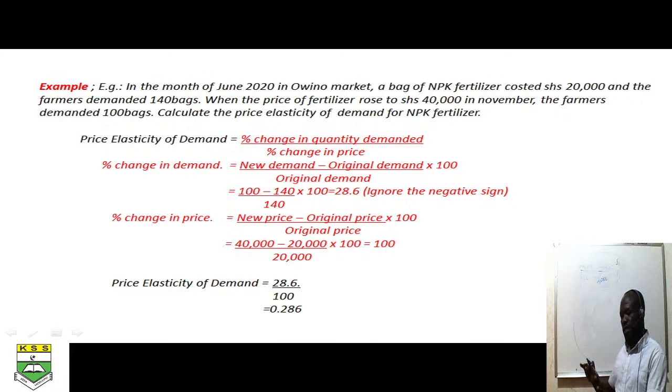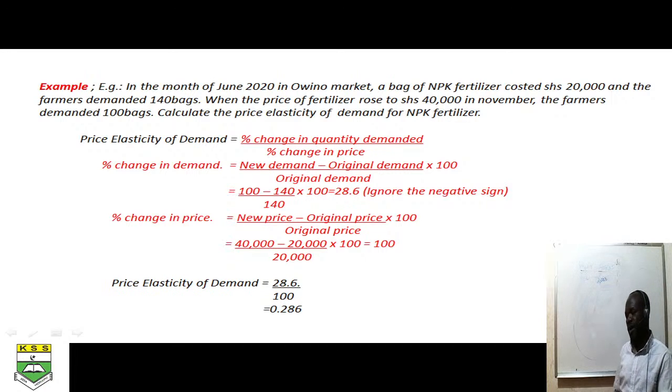So once you have sorted that out, you also come to change in price. You look at the new price minus the original price out of the original price. Now, here I didn't cancel out these hundreds. I wanted to show you that even if you calculate with the hundreds there, at the end of the day, the work is the same. So when you simplify that, you come to 28.6 as the change in the quantity demanded.